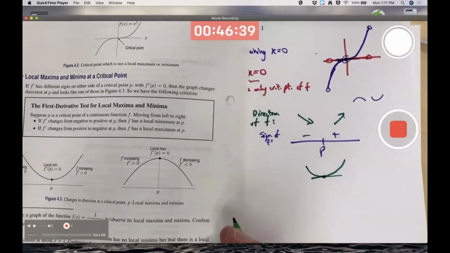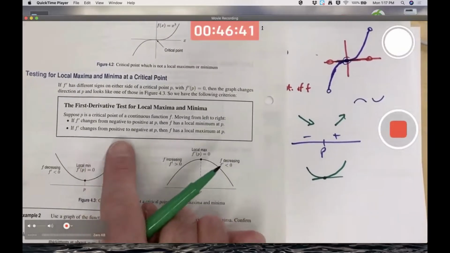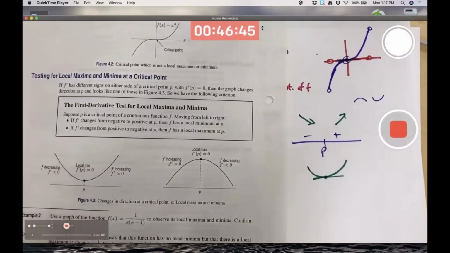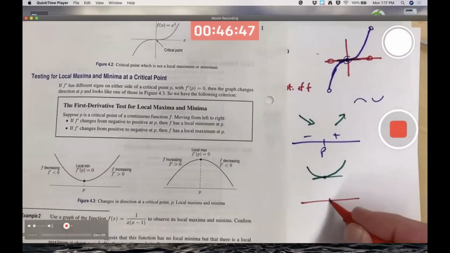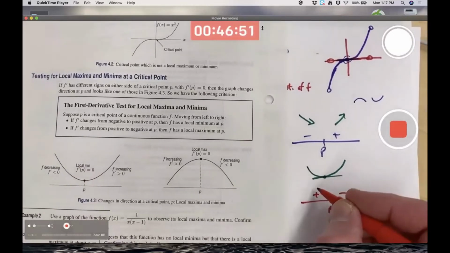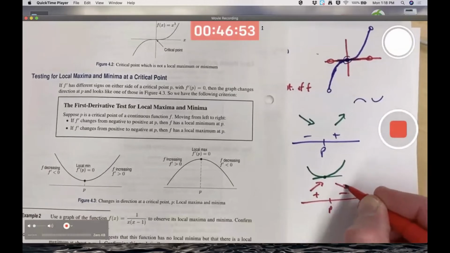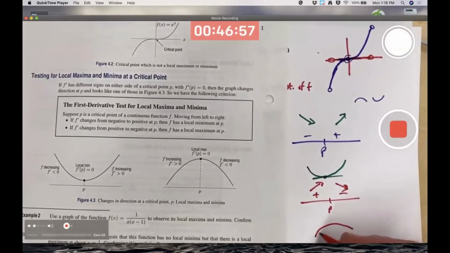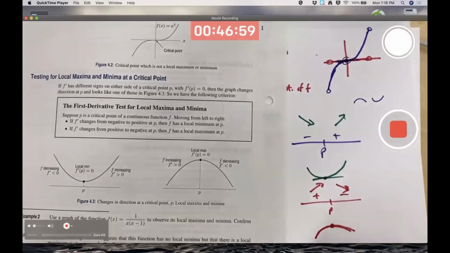If we flip it around and f prime changes from positive to negative at p, positive to negative as x increases through p, that means f changes from increasing to decreasing as you cross through p. It's got to be a local max there. You look like part of a frown, and at p, you're at the top of a little hill.